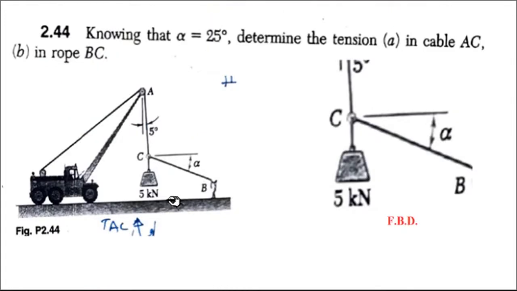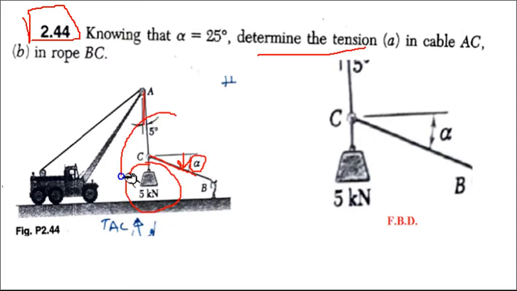Now see this problem, it is also from your question bank, problem 2.44. Knowing that alpha equals 25 degrees, this alpha is given as 25 degrees, this one. Determine the tension in cable EC and rope BC. Tension in cable EC means this cable, and rope BC means this cable. First of all it is supported with the crane by cable rope, this particular weight of 5 kilonewton. So you have to draw the free body diagram, FBD.